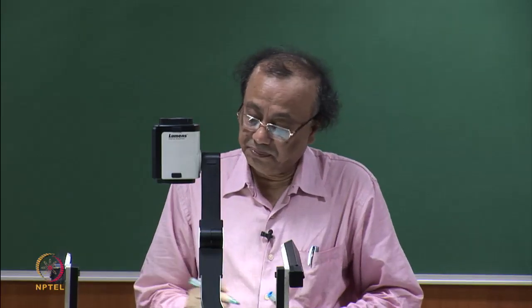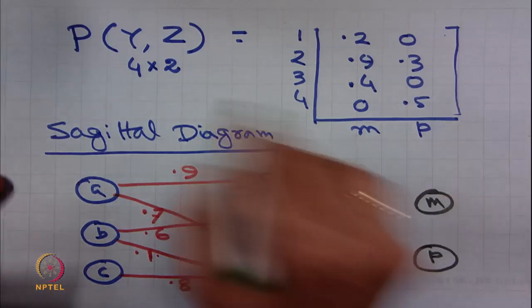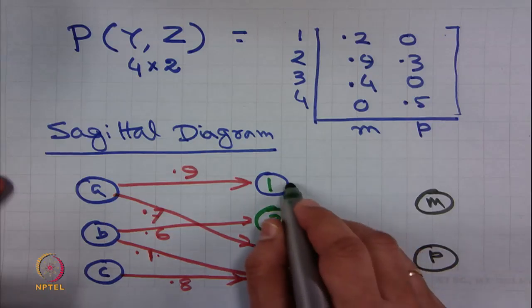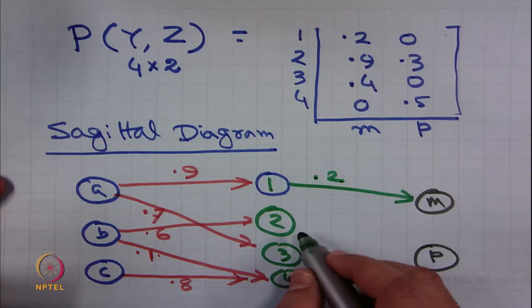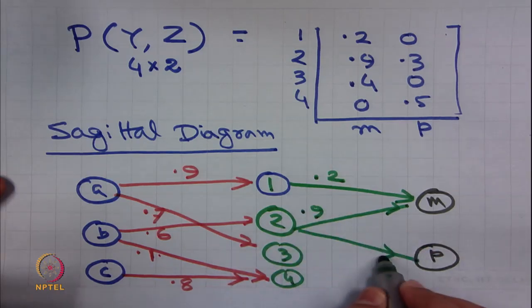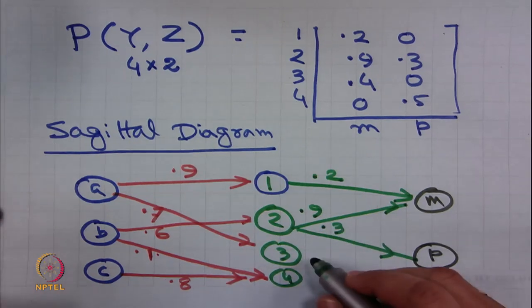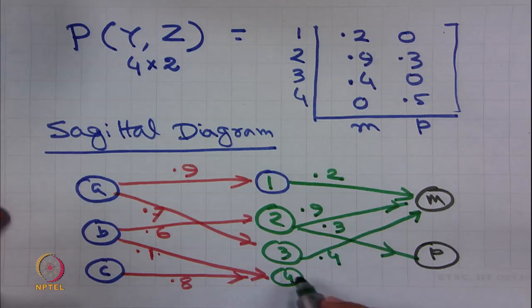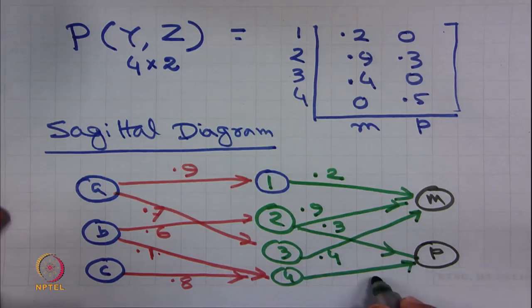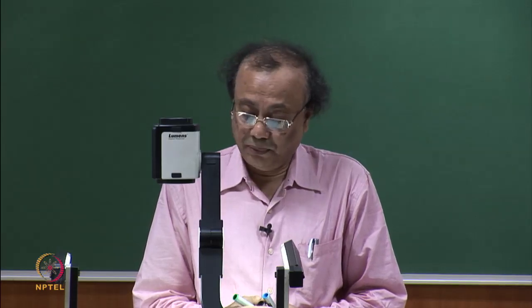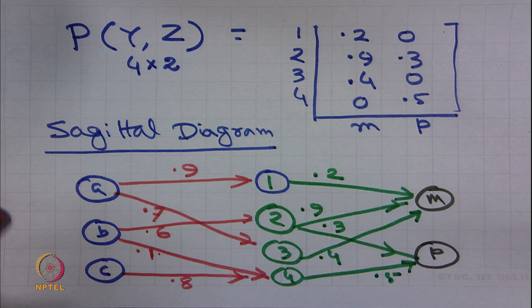And now, we draw the relationship between Y and Z, and that will look like this. Between 1 and M it is 0.2, between 2 and M it is 0.9, between 2 and P it is 0.3, between 3 and M it is 0.4, and between 4 and P it is 0.5. So, this gives us the Sagittal diagram representing both the relationships R(X, Y) and P(Y, Z).